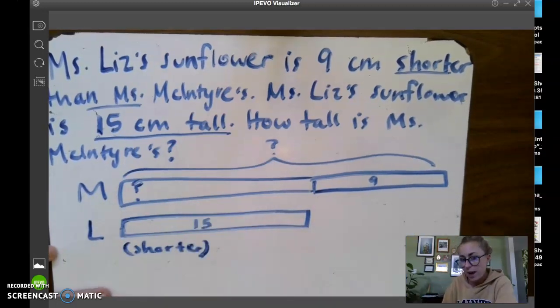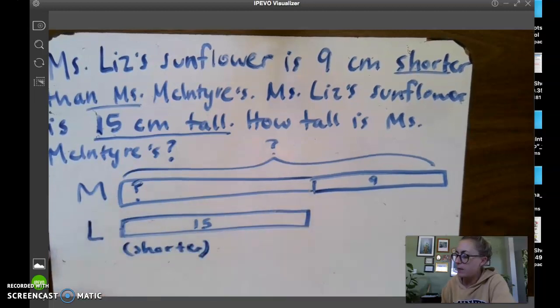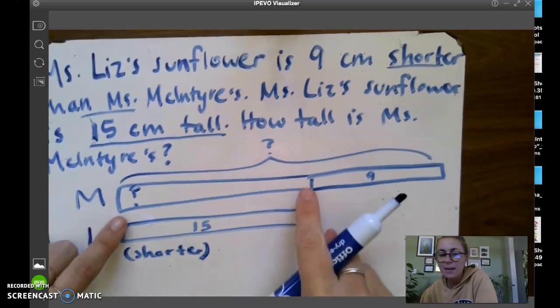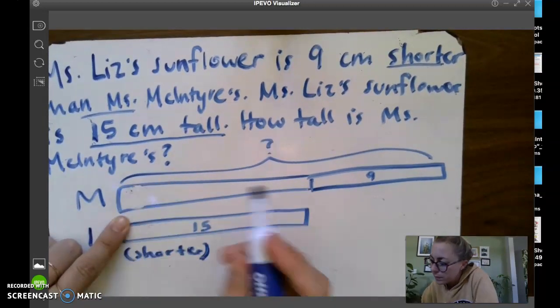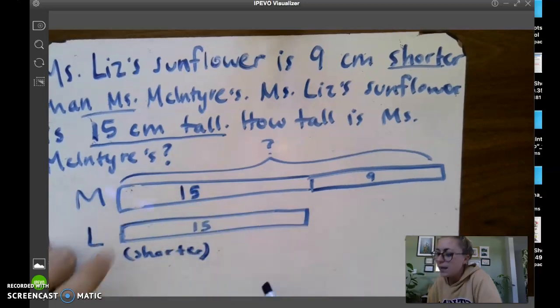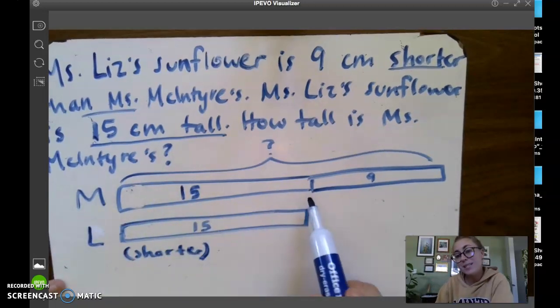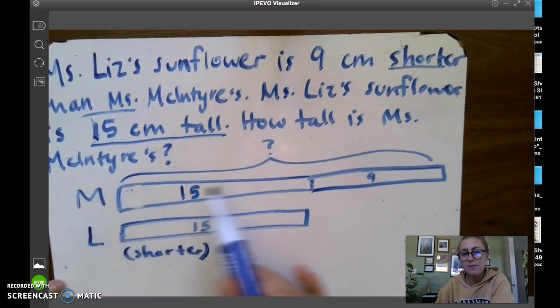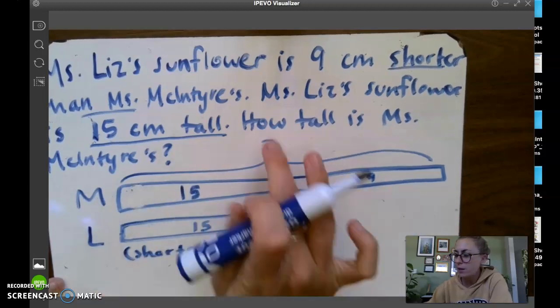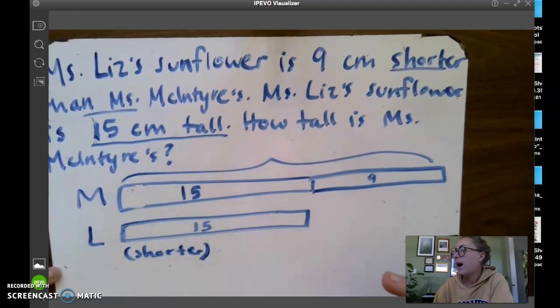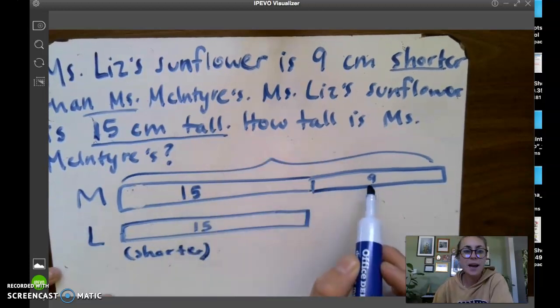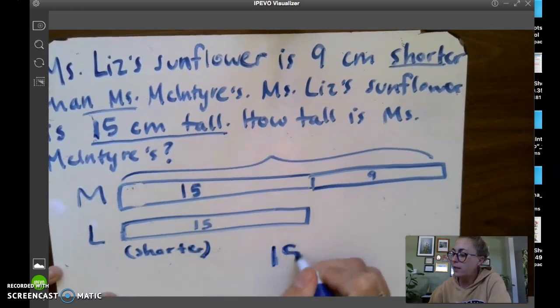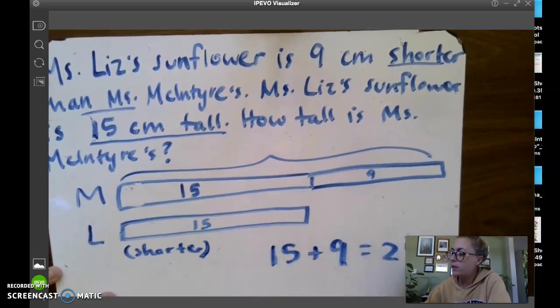So what I did just now is I lined it up like I've been doing. So now that I've lined it up, I can see that this length is the same as this length here. And since I know that the difference between the two sunflowers is 9 centimeters, I put it here. So I can easily see to find Miss McIntyre's sunflower length or height, I can add 15 and 9. When I add 15 and 9, I get 24.